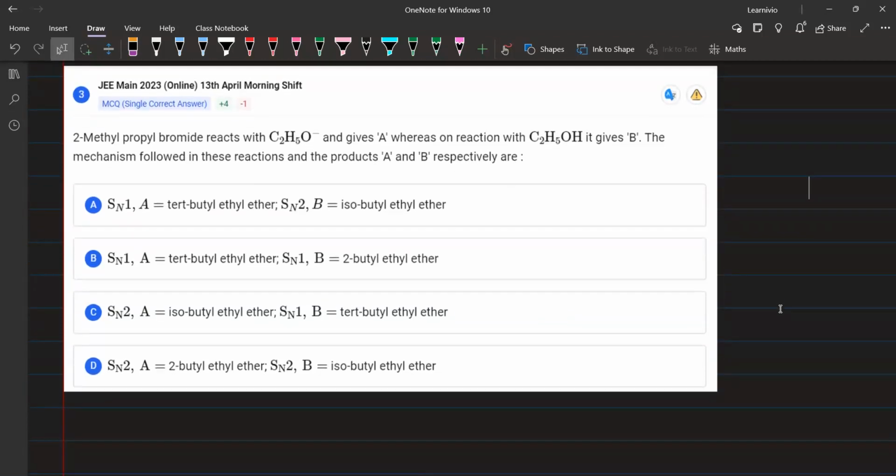Okay, it will get done calmly, okay? It's not going to be difficult. You draw the structures of 2-methyl propyl bromide, then try to react it with C2H5O negative, then you will get the answers.